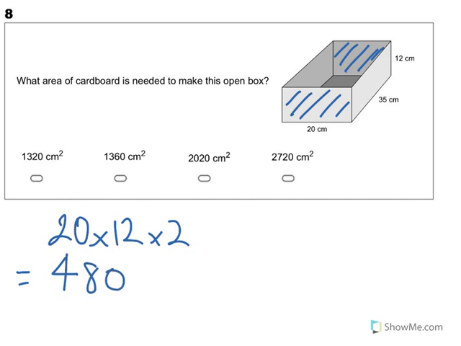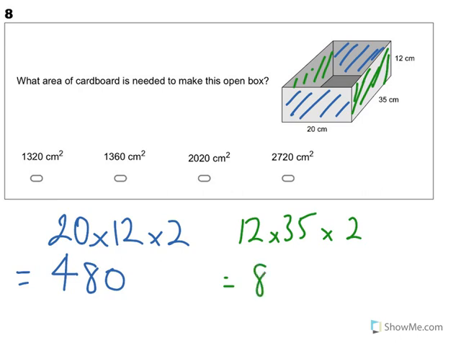Next, we are going to do the right-hand side and the left-hand side. Now, that has a height of 12 once again and a depth of 35. So we can do 12 times 35, and once again, there are 2 of them. So 35 times 2 is 70. 70 times 12 is 840.